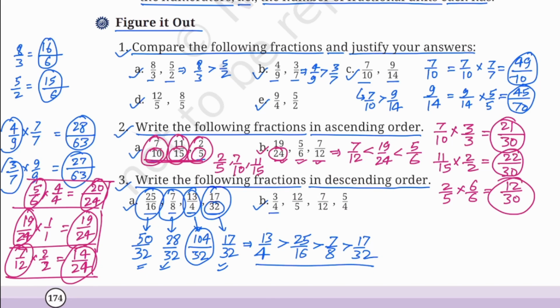B. 3 upon 4, 12 upon 5, 7 upon 12, 5 upon 4. Common multiple of 4, 5, 12 and 4 is 60. Try doing this.